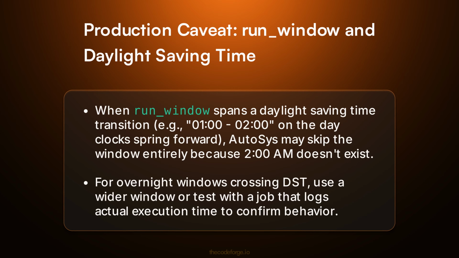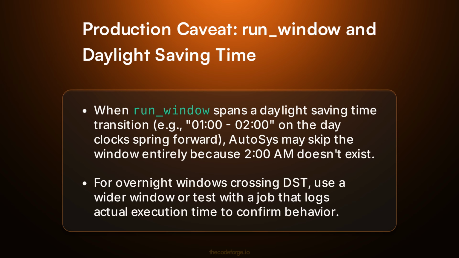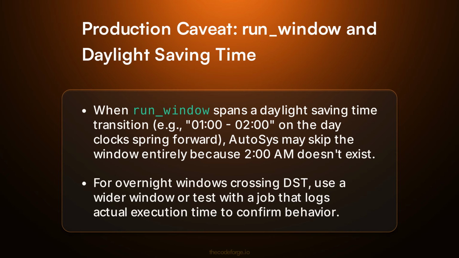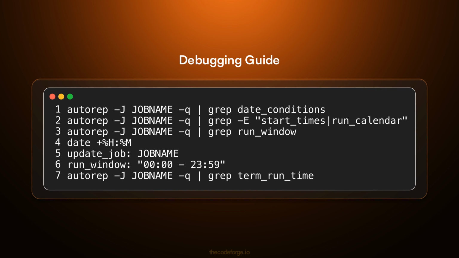When run window spans a daylight saving time transition, e.g., 01:00-02:00 on the day clocks spring forward, AutoSys may skip the window entirely because 2:00 a.m. doesn't exist. For overnight windows crossing DST, use a wider window or test with a job that logs actual execution time to confirm behavior. When jobs don't run as expected, run these commands.